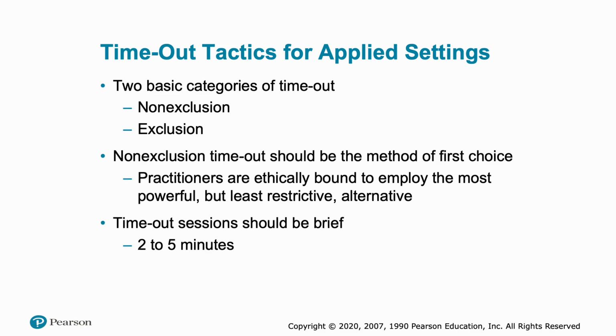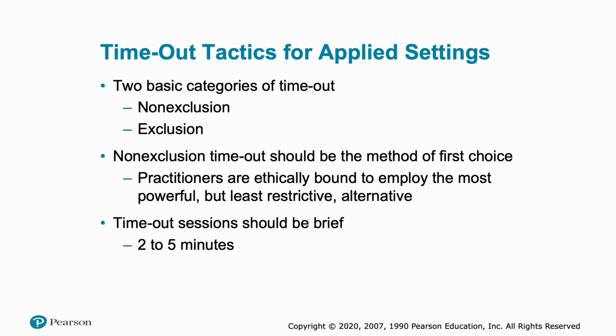And out of these two procedures, the least restrictive procedure is the non-exclusionary timeout procedure. Therefore, we as practitioners in the field of applied behavior analysis are ethically bound to use the least restrictive alternative of procedures. And so that means that we should be using the non-exclusionary timeout as much as we reasonably can, right? So that should be your first choice over exclusionary timeout.